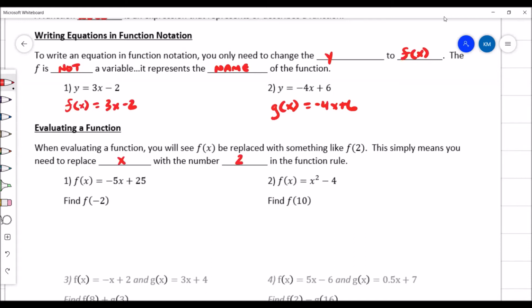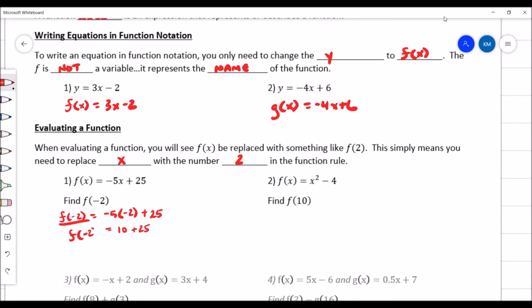So here, number 1, it says f of x equals negative 5x plus 25. Find f of negative 2. And so then you go and say, okay, I'm looking for f of negative 2. I substitute negative 2 every time I see x in parentheses. And then I evaluate that. Okay, so negative 5 times negative 2 is positive 10 plus 25. And this left side just stays the same.